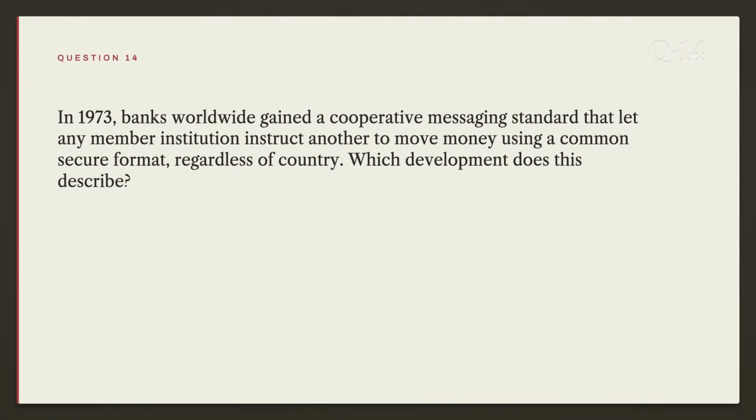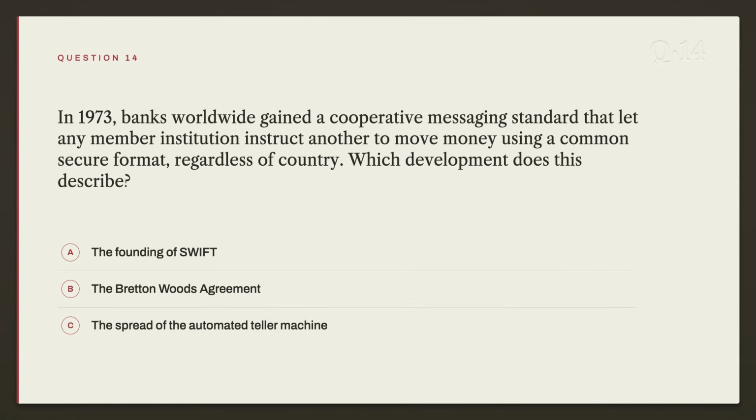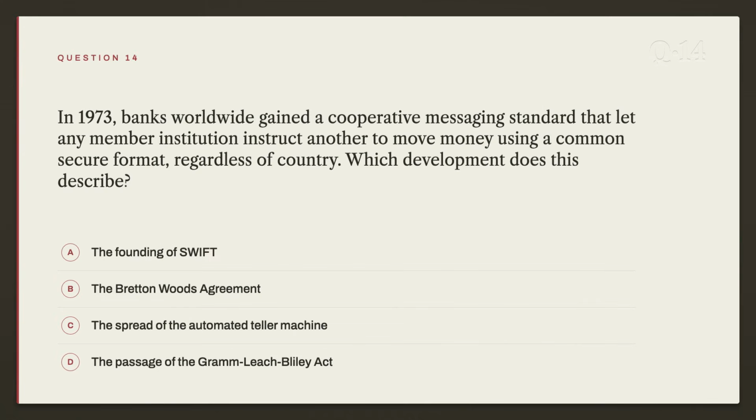Your options are: A, the founding of SWIFT; B, the Bretton Woods Agreement; C, the spread of the automated teller machine; D, the passage of the Gramm-Leach-Bliley Act. Which would you go with? Lock it in before the reveal.